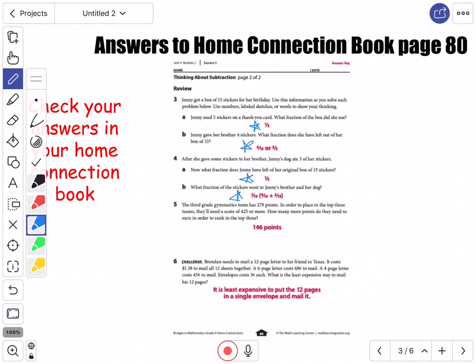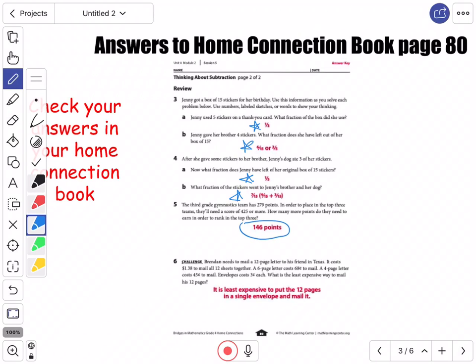Number 5, the 3rd grade gymnastics team has 279 points. In order to place in the top 3 teams, they'll need to score 425 or more. How many more points do they need to earn in order to rank in the top 3? They need 146 more points, because 425 minus 279 is 146.